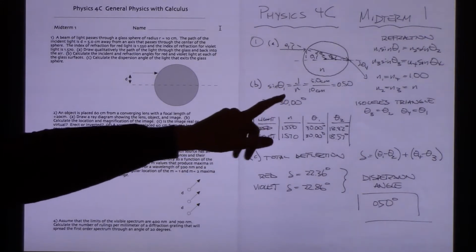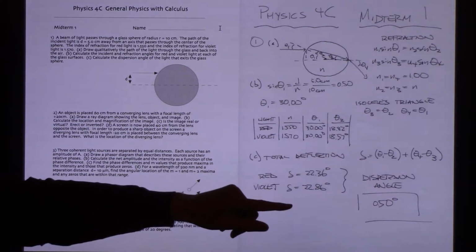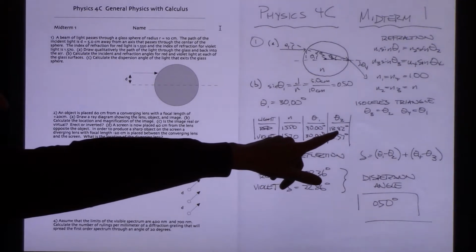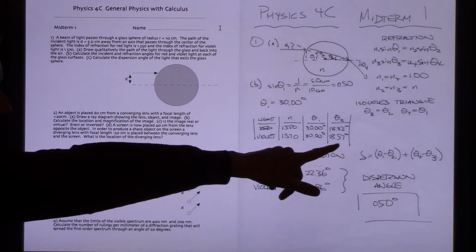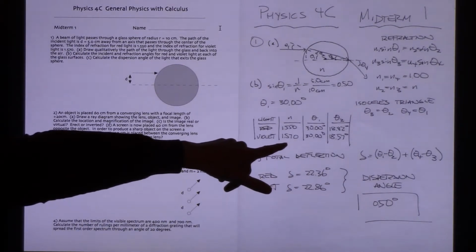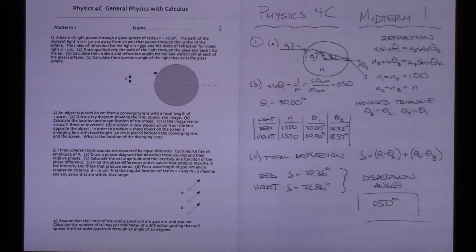Now, since I know the initial angle and I know the index of refraction, I can calculate theta 2. Theta 2 worked out to be 18.82 for the red light. Now, the violet light has a different index of refraction, and that worked out to be 18.57. Did I ever write my... Oh, I did. There they are right there. So the violet light has a little larger index, and theta 2 turns out to be a little bit larger.